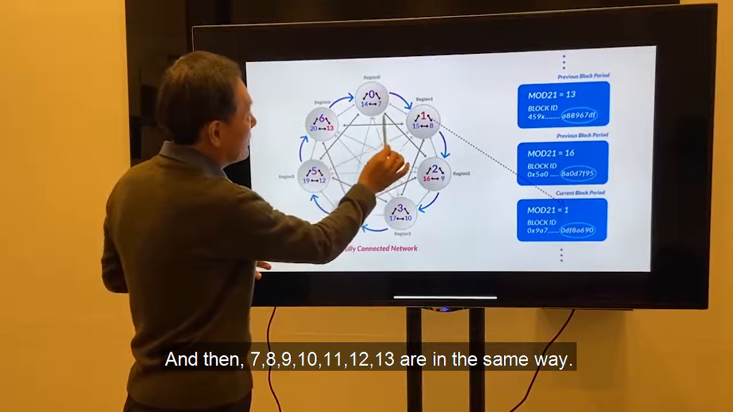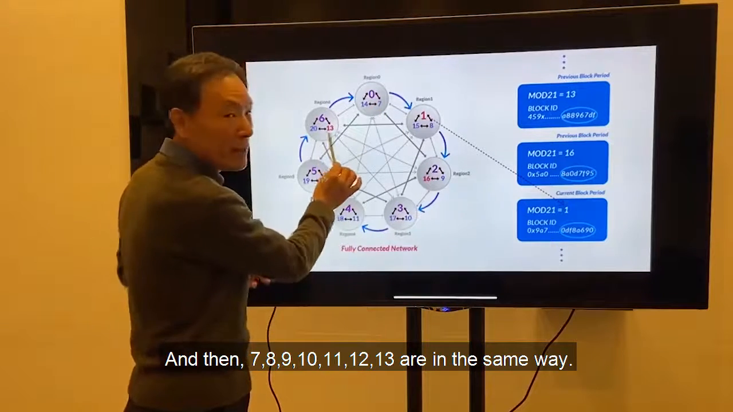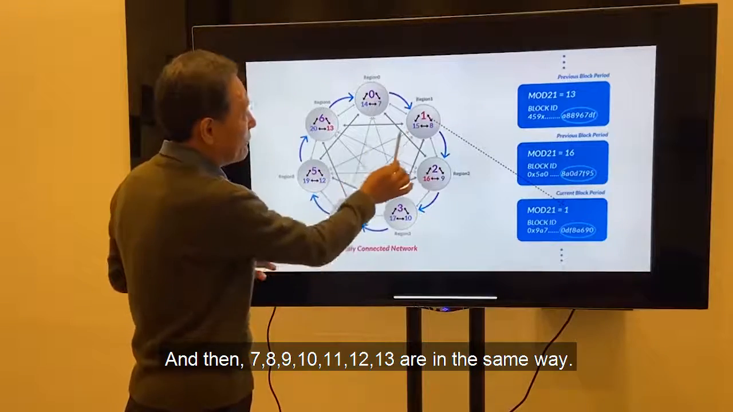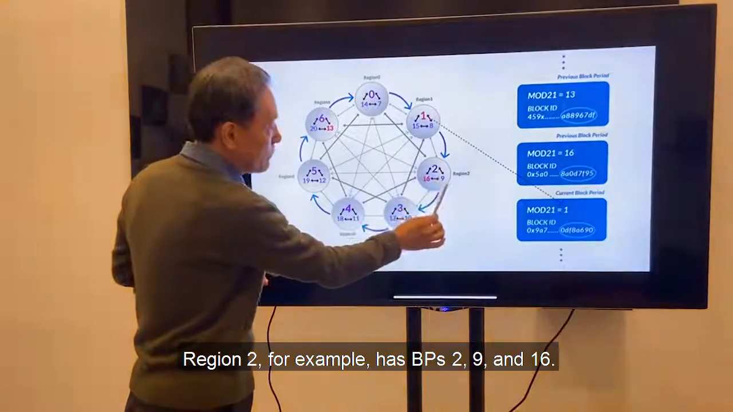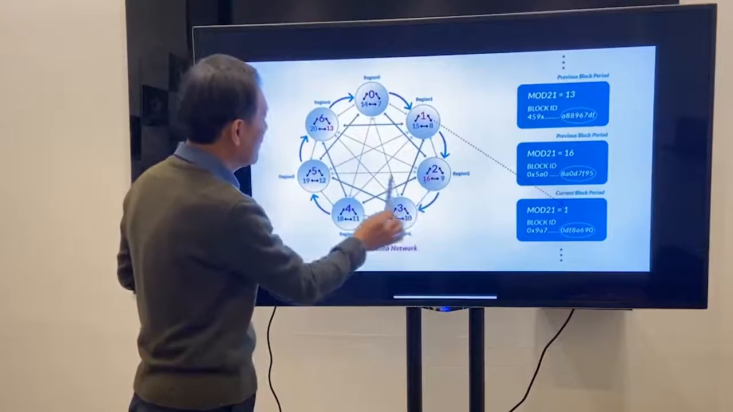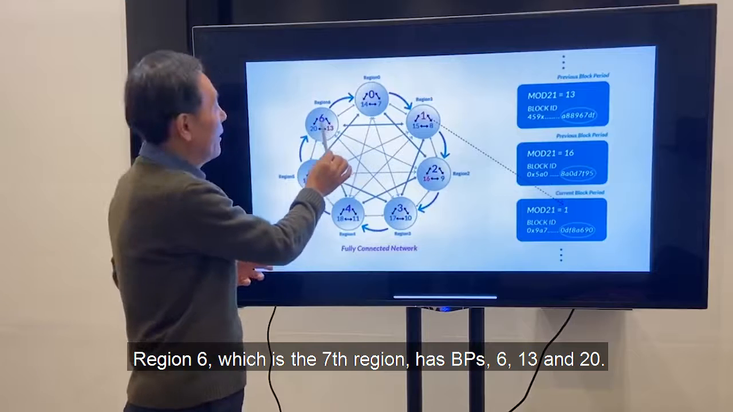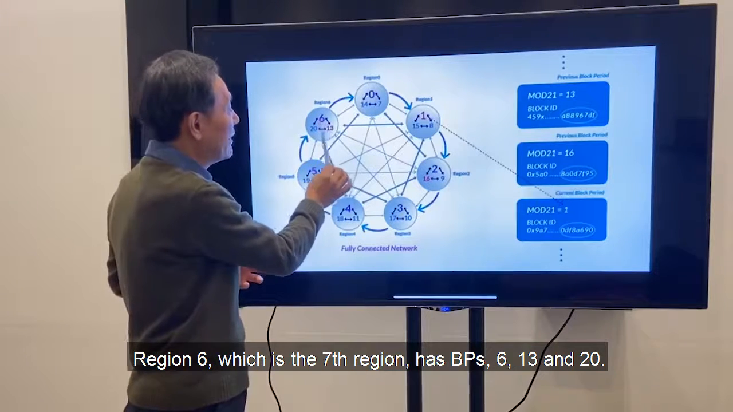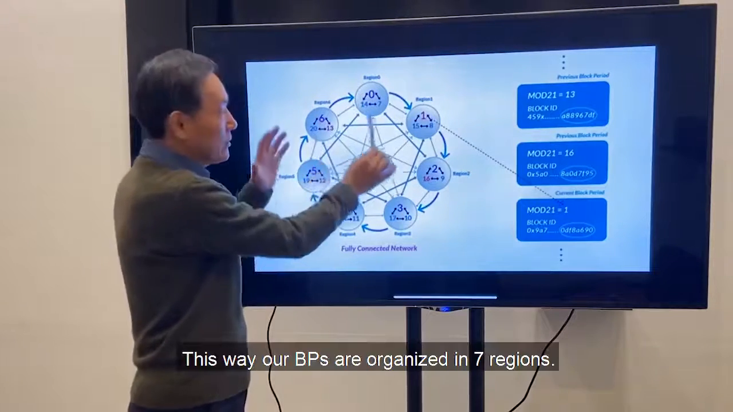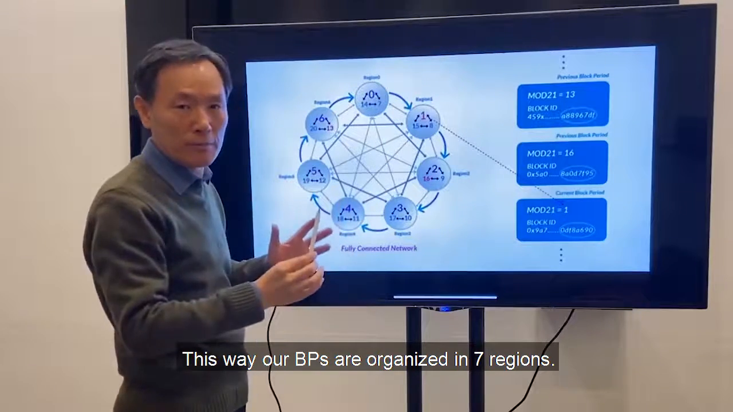And then 7, 8, 9, 10, 11, 12, 13, and the same way up to 20. So region 2, for example, has BPs 2, 9, and 16. Region 6, the 7th region, has BPs 6, 13, and 20. This is the way our BPs are organized in regions.